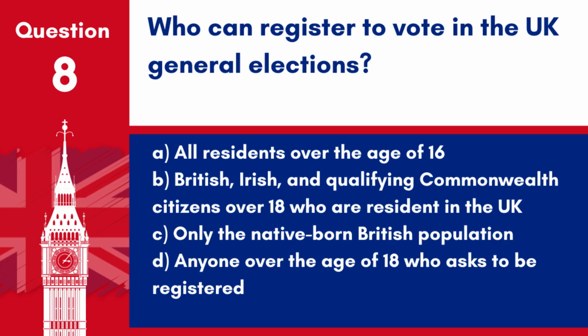Question 8. Who can register to vote in the UK general elections? A. All residents over the age of 16. B. British, Irish and qualifying Commonwealth citizens over 18 who are resident in the UK. C. Only the native-born British population. D. Anyone over the age of 18 who asks to be registered.